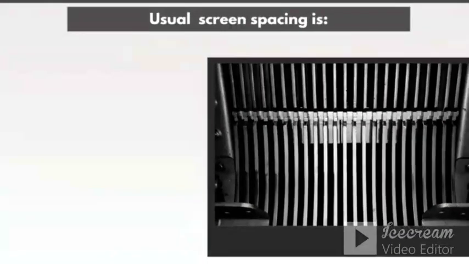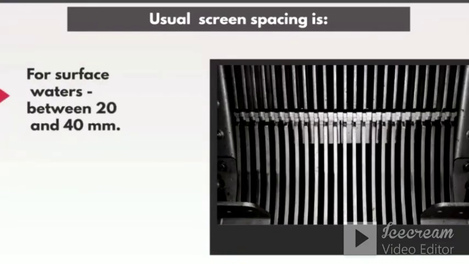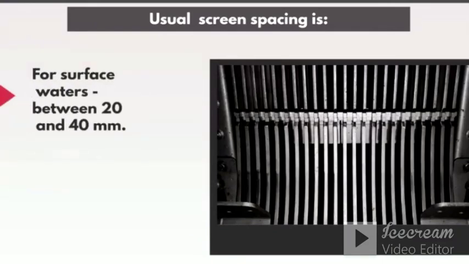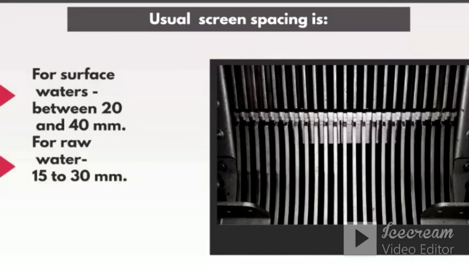The usual screen spacing is: for surface water upstream of the strainer, between 20 and 40 mm. For raw water, from 15 to 30 mm, and for sludge, if necessary, 10 mm or less. For some industrial effluents, especially agri-food effluents, fine bar screening is used.